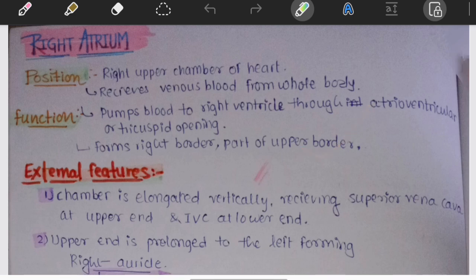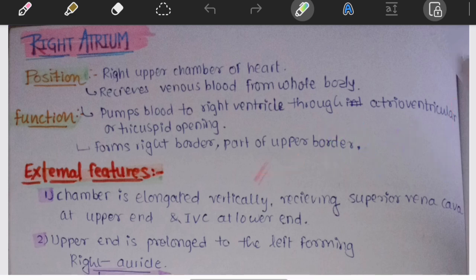So first of all, what exactly is the right atrium? The right atrium is the upper right chamber of the heart, and its main job is very simple. It receives deoxygenated blood from almost the entire body and sends it to the right ventricle through the right atrioventricular opening, the tricuspid valve. Think of the right atrium as a waiting room at a railway station. Passengers first gather in the waiting room before entering the train, and similarly, venous blood first collects inside the right atrium before moving into the right ventricle. From the body to the right atrium, then the tricuspid valve, and then the right ventricle.